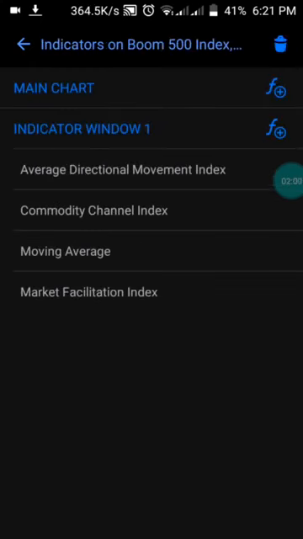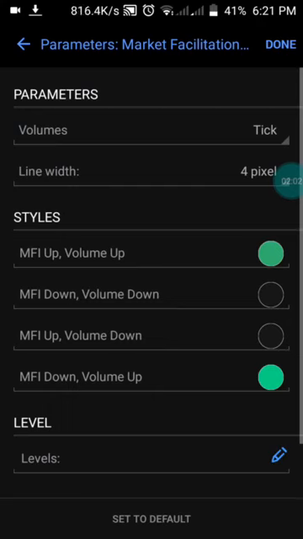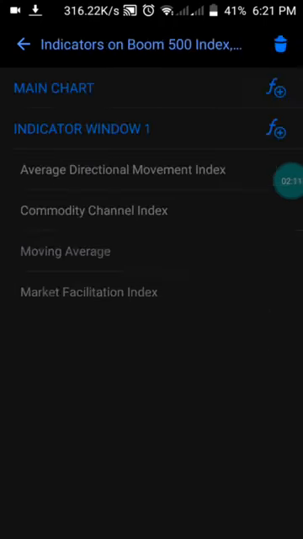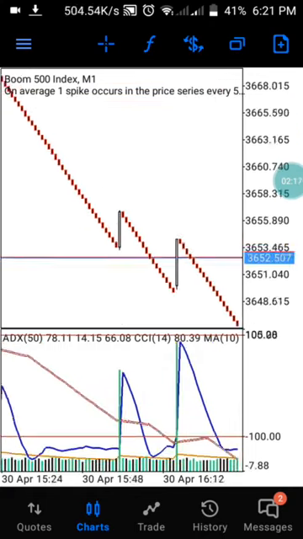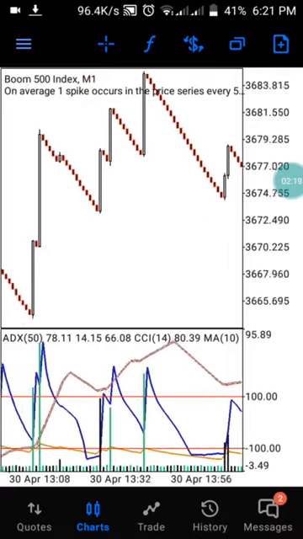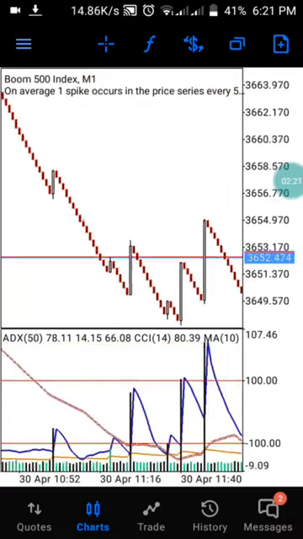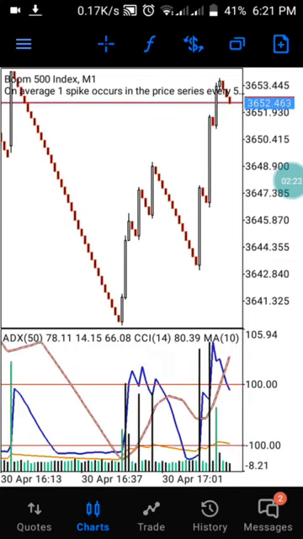So guys, the last one here is the market. We have the volume, the line weight, and the style. You just set it up like this, you see, guys. Now let me explain how you can use this strategy to catch a lot of spikes. I've been able to catch a lot of spikes with this strategy. Even though I'm using it on the 1 minute time frame, I can still make money with it.